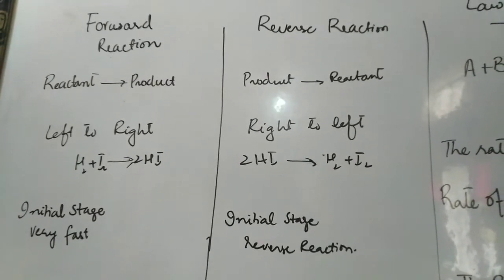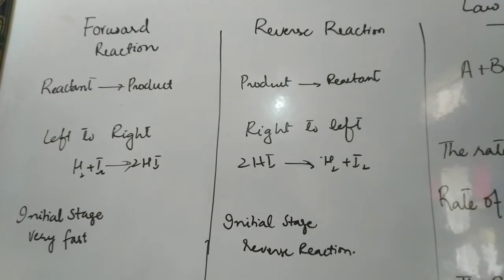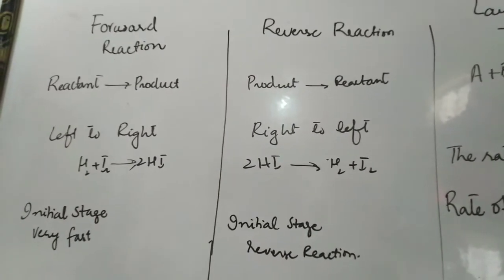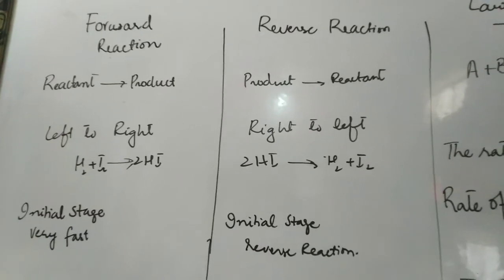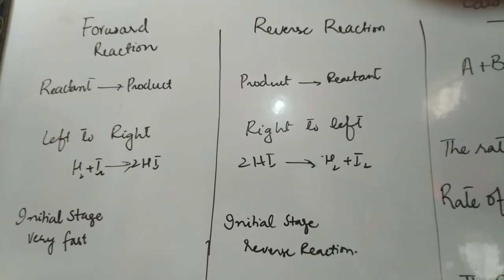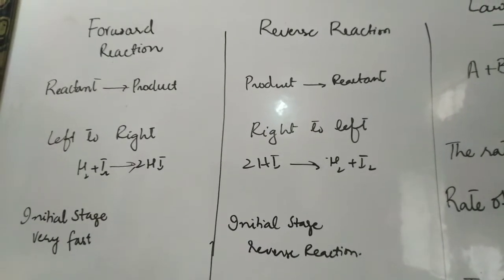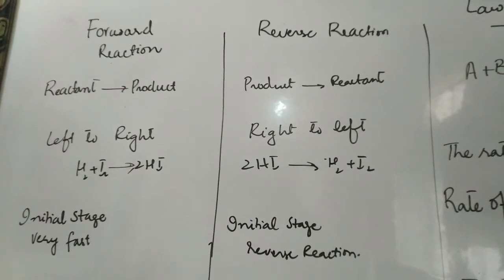Usually, in the forward reaction, the reactants are converted into the products, and in the reverse reaction, the products are converted into the reactants. At the start of the reaction, the forward reaction goes from left to right, and the reverse reaction goes from right to left.